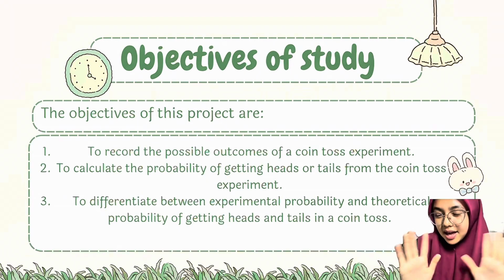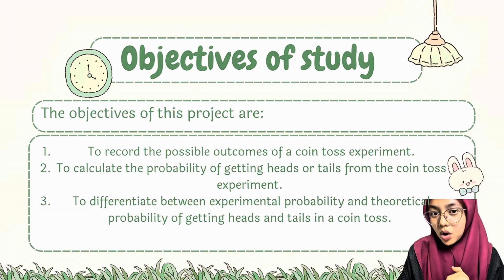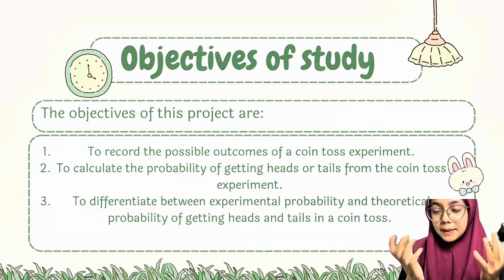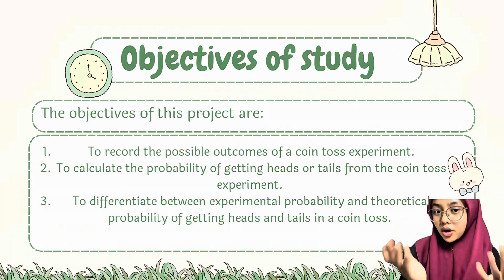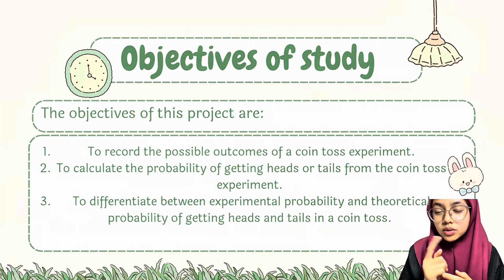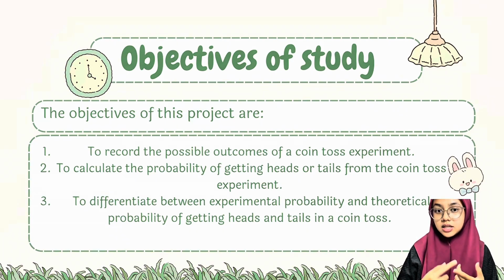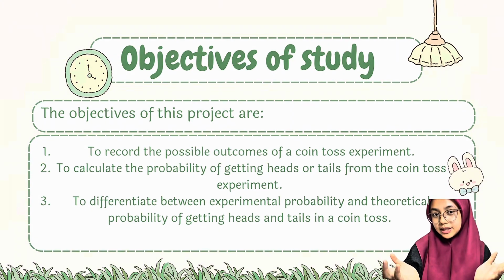expected values. Hi everyone, I will explain to you guys about the objective of our project. For this project, we carry out a simple yet meaningful coin toss experiment. Through this activity, we aim to observe how probability works in real life and compare it with what mathematics predicts. Specifically, our objectives are to record all possible outcomes, calculate the probability of getting head or tails, and understand the difference between experimental and theoretical probability.